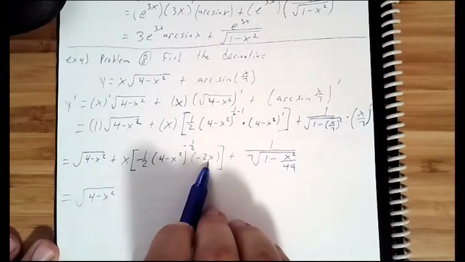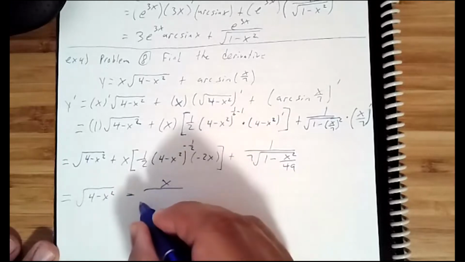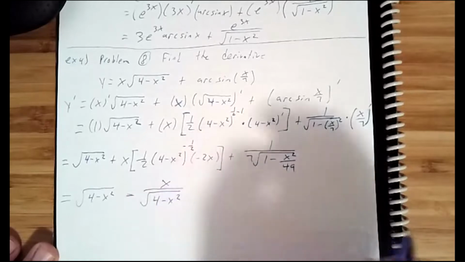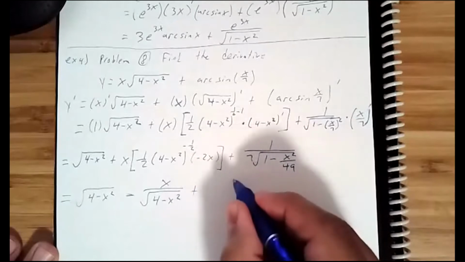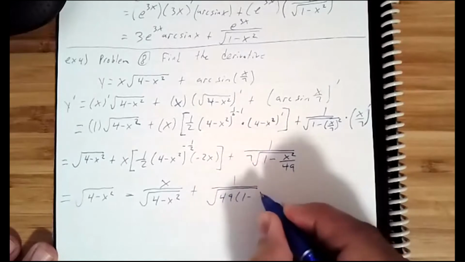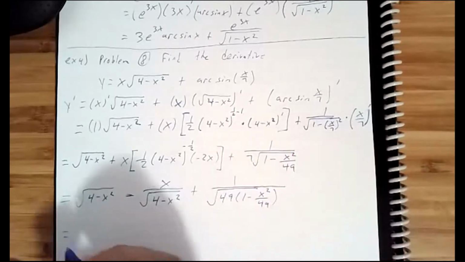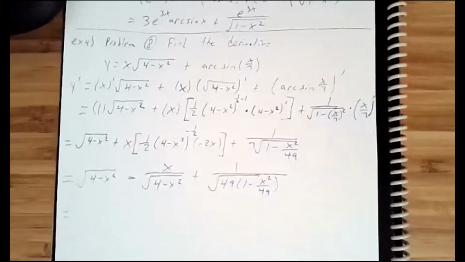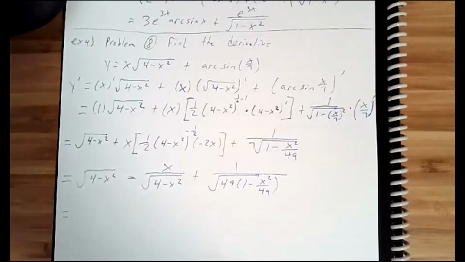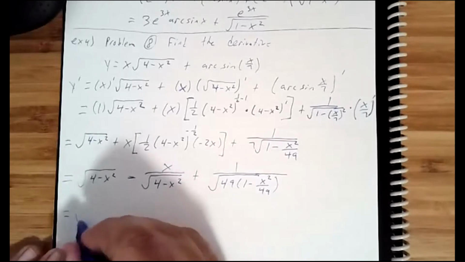So 1/2 times a -2, those cancel. That'll leave me with negative x over the square root of 4 minus x squared plus 1 over square root of 49 times 1 minus x squared over 49. So at this point, we're pretty much done. Just algebra we're doing here.